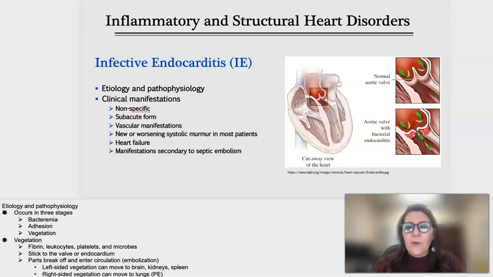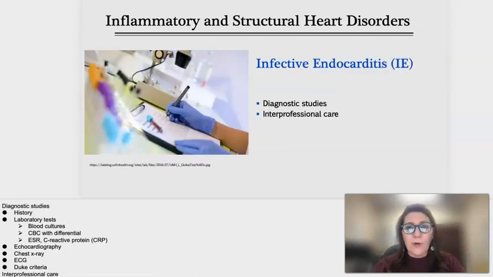So you see, if you cut away this view of the heart, that normal aortic valve, and then the aortic valve with bacterial endocarditis, not good. Because parts break off and then enter the circulation, just like we were talking about with the thrombolytic drugs. And so left-sided vegetation can move to the brain, kidneys, and spleen, and right-sided can move to the lungs, causing a PE, pulmonary embolism.